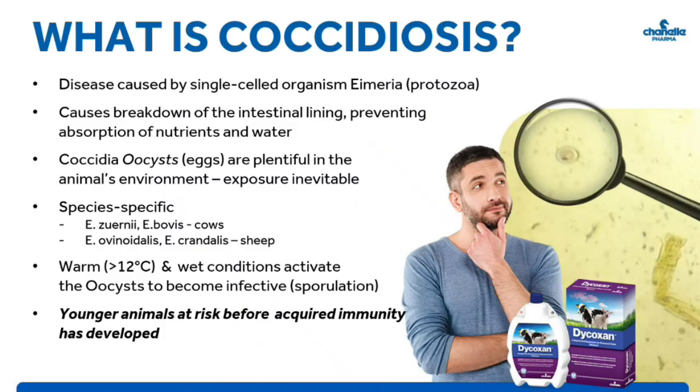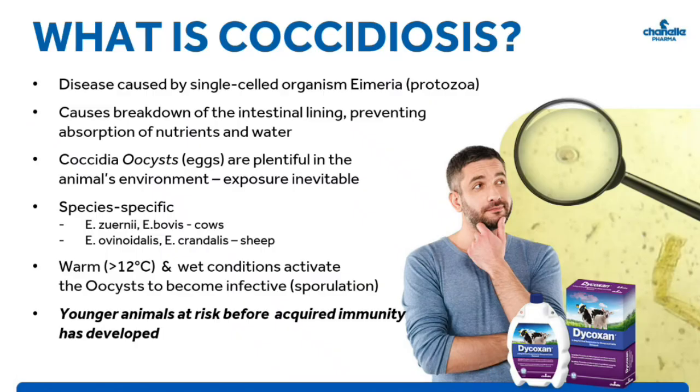Oocysts lie dormant until they encounter moisture and warmth over 12 degrees Celsius. Once this happens, the oocysts can sporulate and become infective. Oocysts can be killed by certain types of disinfectant, always check the label, and extreme heat. But even if these are undertaken, oocysts tend to be very hard to eradicate, and as such, the parasite can be considered to be ubiquitous in the environment. It will be there.